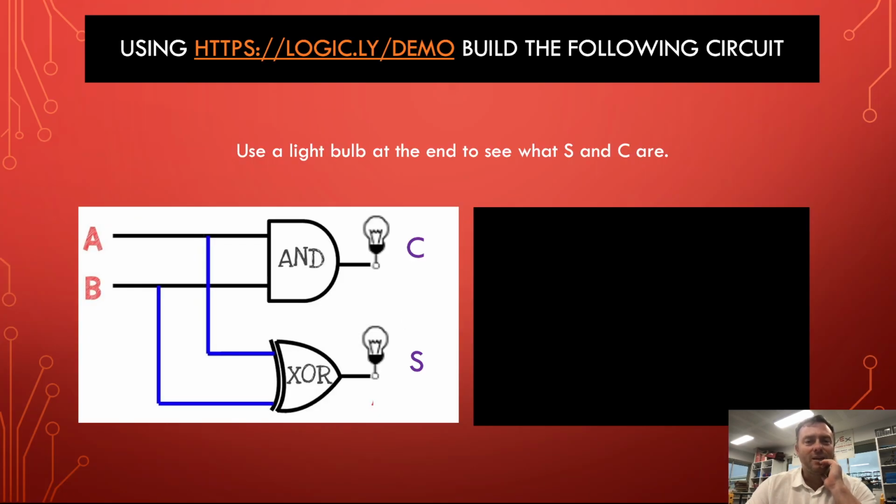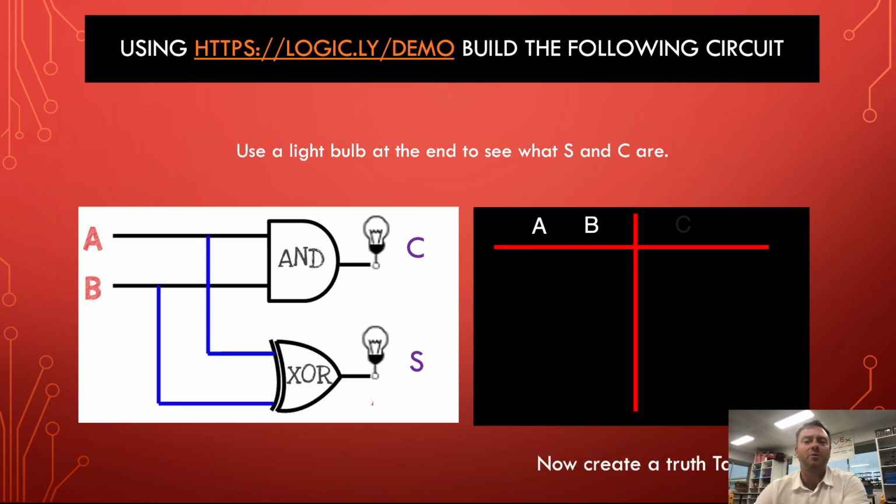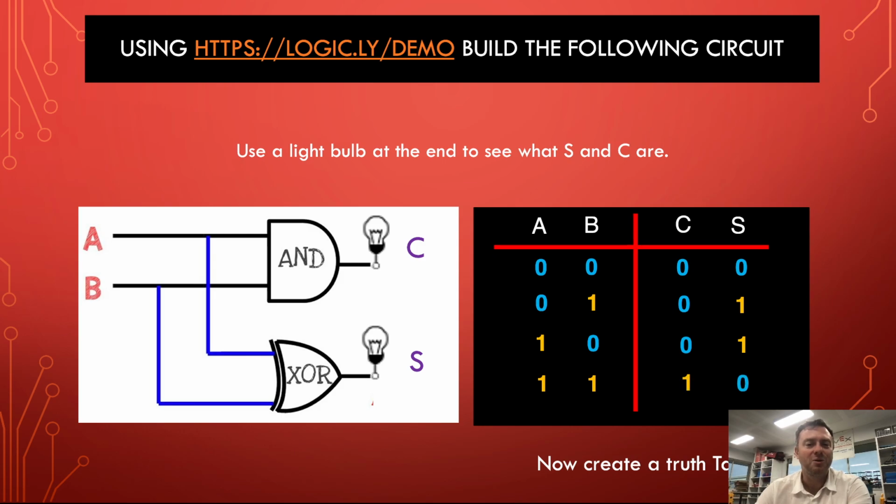There's a Logically link there, so open that link and build it. What you should see when you play with it and create the truth table is that if you turn them both off at the same time, C doesn't work, S doesn't work. If you turn one of them on, the C doesn't work, the S does. If you turn the A on, the C doesn't work, the S does. And then the 1 and the 1 makes 10. So what you should see is that it's literally adding numbers together. 0 plus 0 equals 0, 0 plus 1 equals 1, 1 plus 0 equals 1, and then 1 plus 1 equals 10. That is what a half adder does.